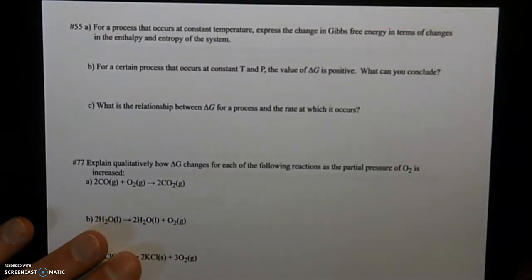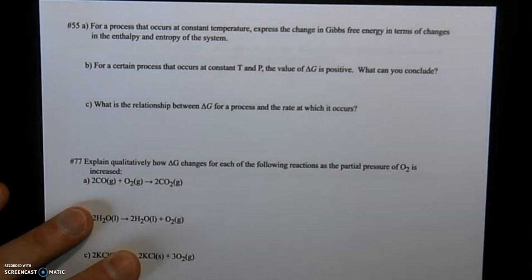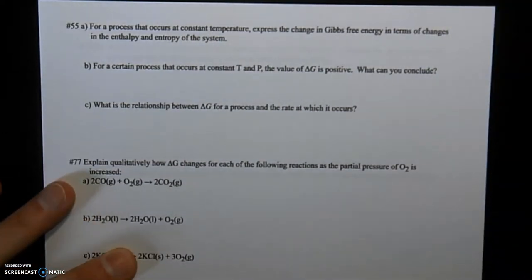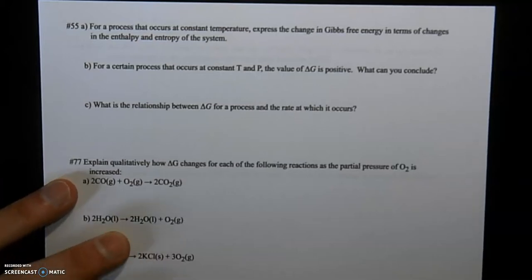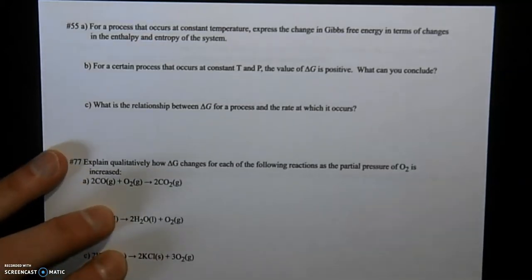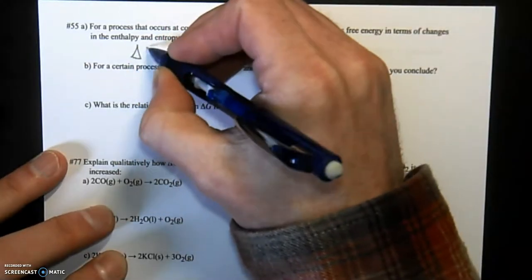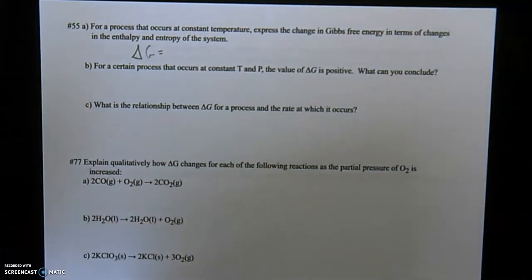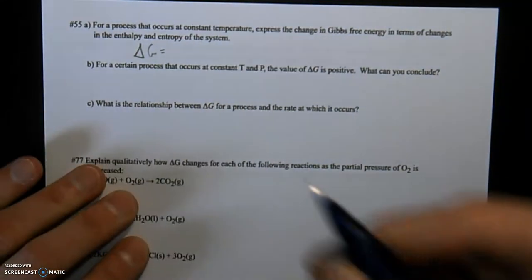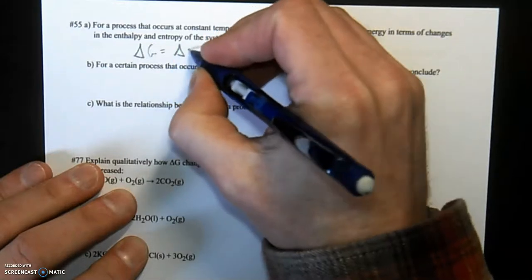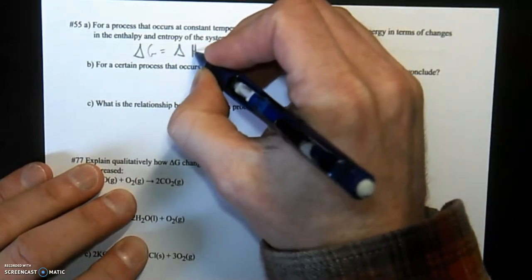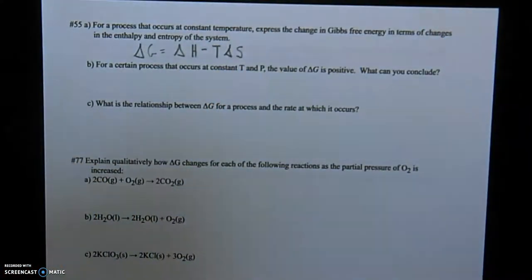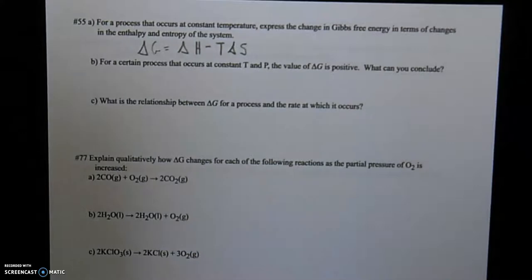Looking at 55. For a process that occurs at a constant temperature, express the change in Gibbs free energy, delta G, in terms of changes in enthalpy and entropy of the system. Okay? Pretty much it's like, what's the equation? I can do that. Set it up. Okay, delta G is equal to delta H minus T delta S. So it's just asking, what is the equation that makes this whole thing work?